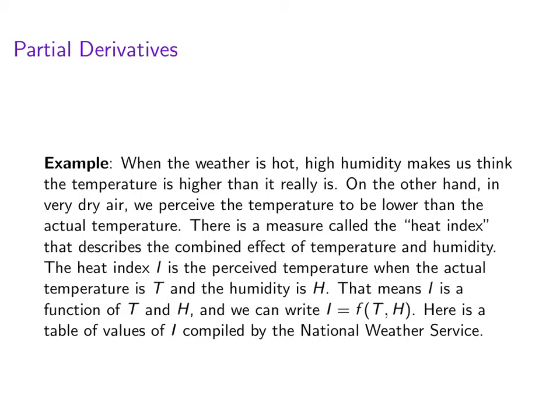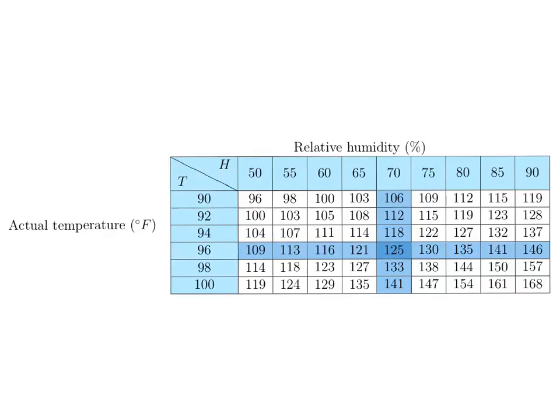And I'd like to show you a table of values of the heat index that's compiled by the National Weather Service. Here's the heat index table from the National Weather Service. So the way you read this is you look up the actual temperature T and the humidity, and then it tells you what it really feels like outside. So when the temperature is 90 degrees and the humidity is 65%, then it feels like it's 108. Whew, that's hot.